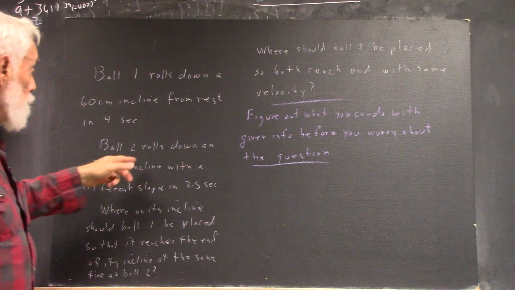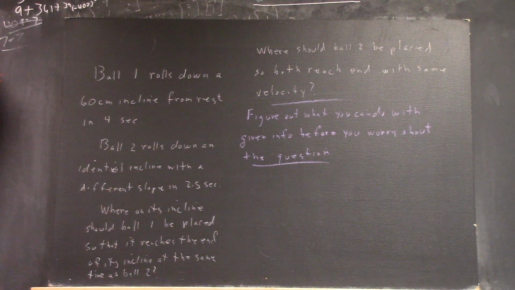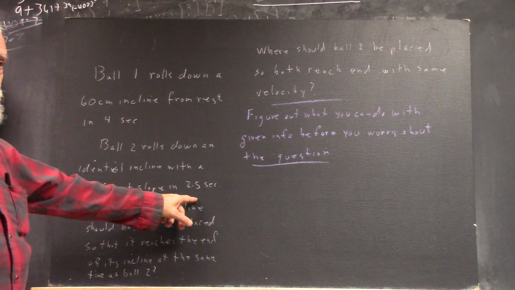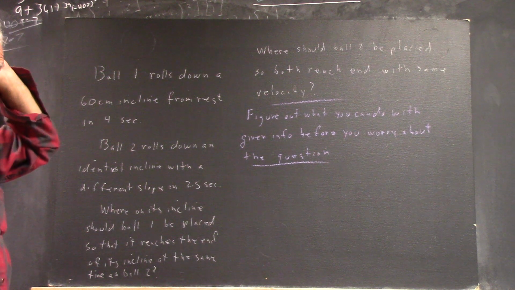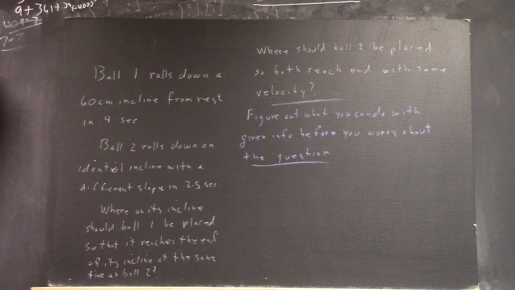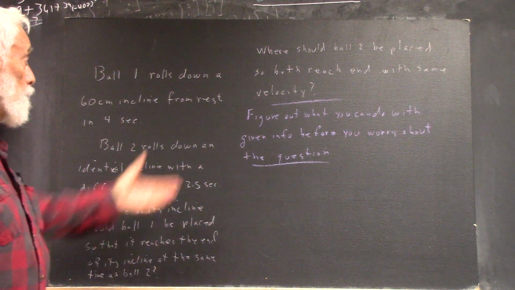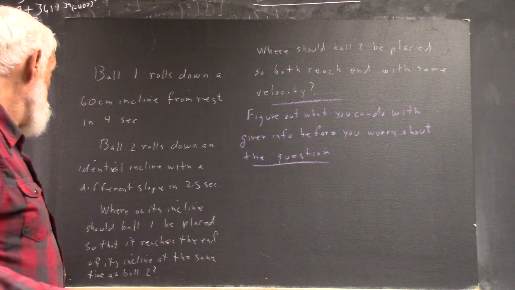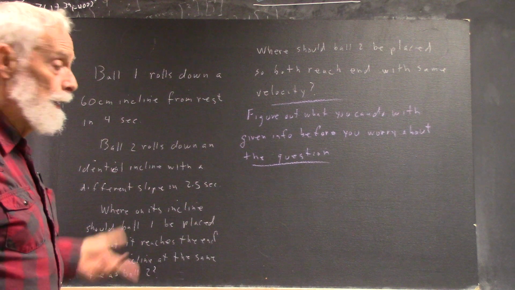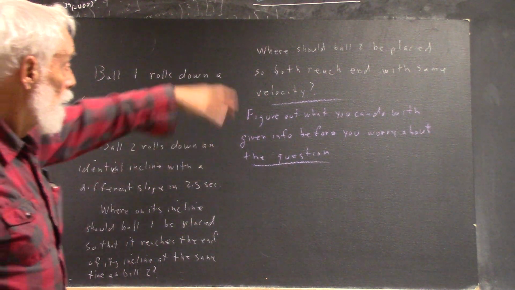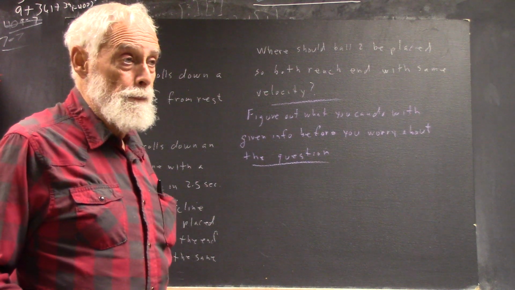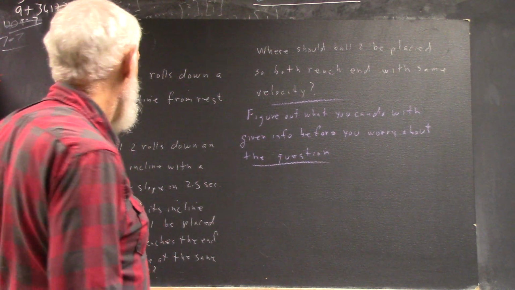Okay? Ball two rolls down an identical incline, yeah, I guess I got all the letters now, with a different slope in 2.5 seconds. Okay? So, start asking questions. Where in the incline should ball one be placed so it reaches the end of its incline at the same time as ball two? And another one, where should ball two be placed so they reach the end with the same velocity?